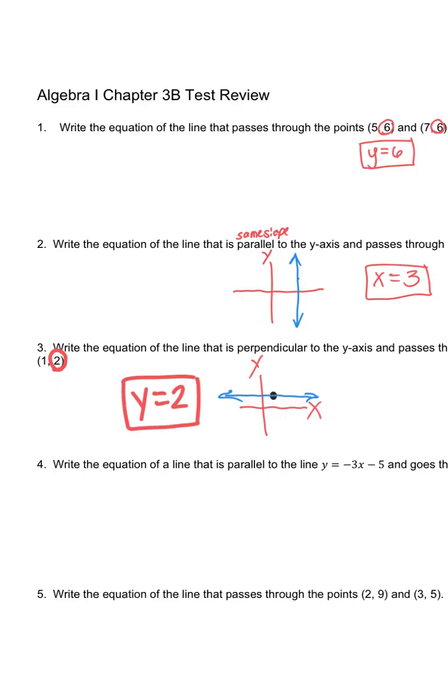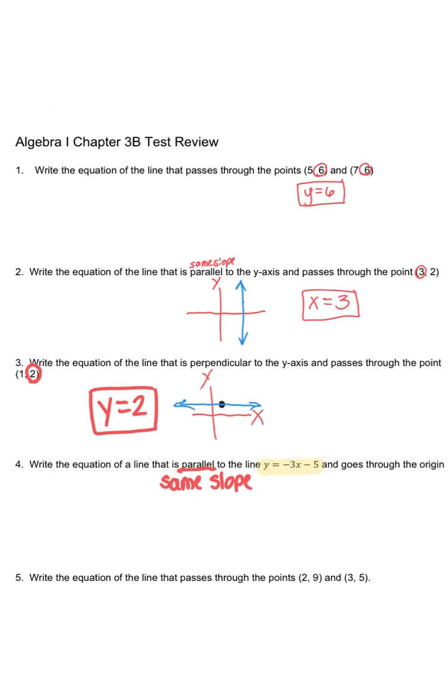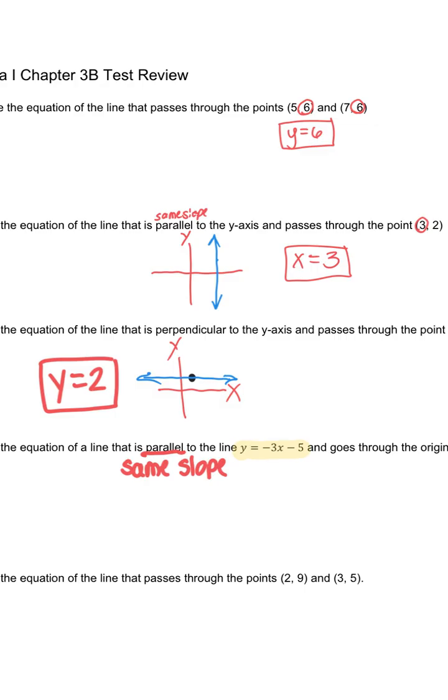Okay, number 4. Write the equation of a line that is parallel. Remember, parallel means same slope. So whenever you see parallel, you should think same slope to the line y equals negative 3x minus 5. And it goes through the origin. If you remember, the coordinates of the origin are (0, 0). Not sure why it looks like that, but we will put that down. Oh, it's because I used the highlighter. There we go, (0, 0).